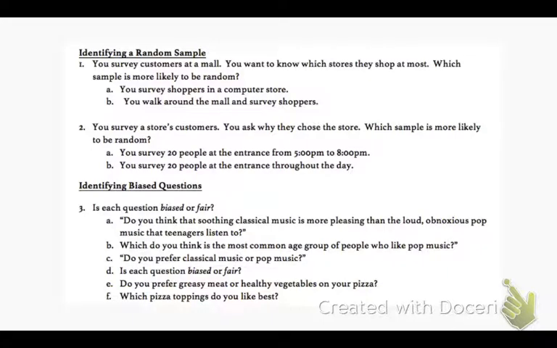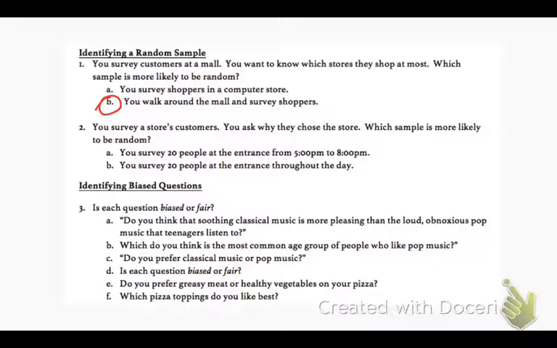So a couple of examples. You survey customers at a mall. You want to know which stores they shop at most. Which sample is more likely to be random? You survey shoppers in a computer store, or you walk around the mall and survey shoppers. Answer choice B is going to be more random because the people in A obviously like computers. Me personally, I'm not going into a computer store. I'm going to go and check out shoes and makeup and clothes. So to get a true random sample, we have to make sure we're involving everybody.